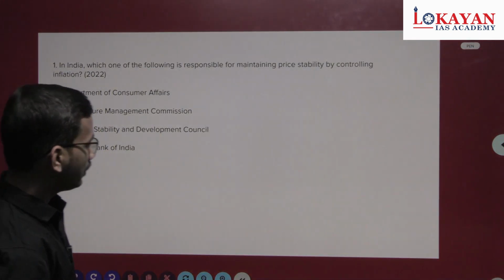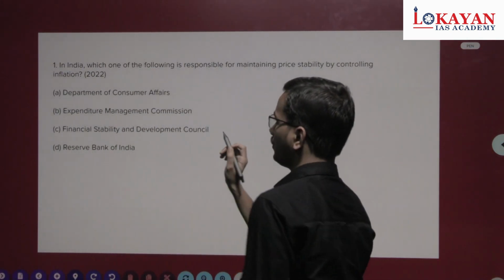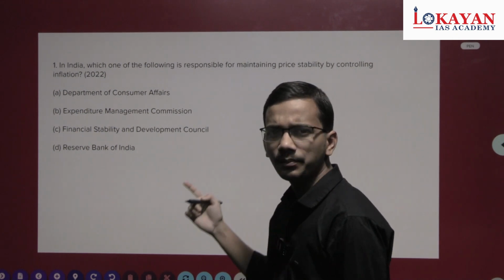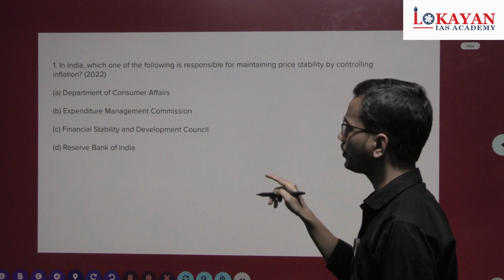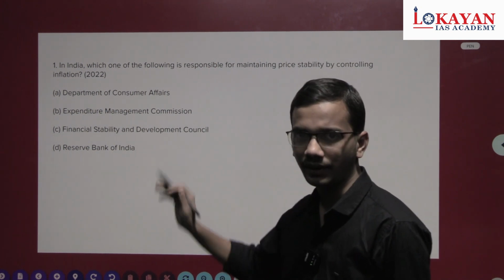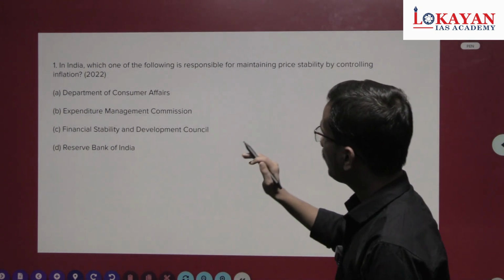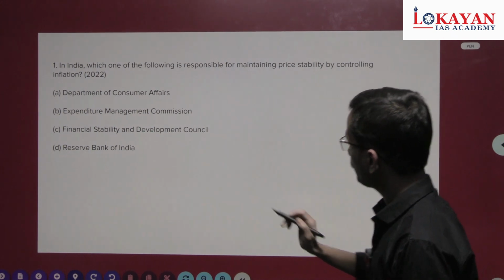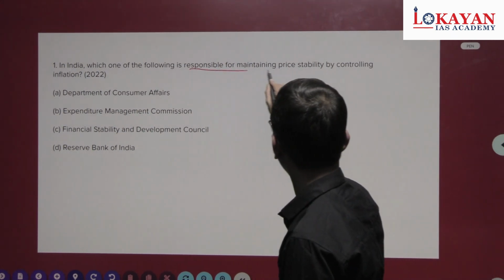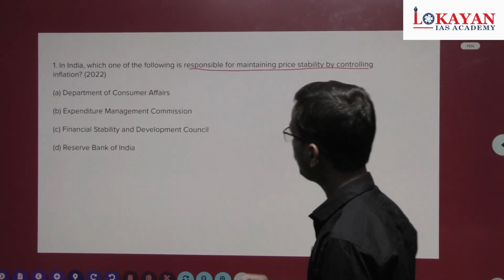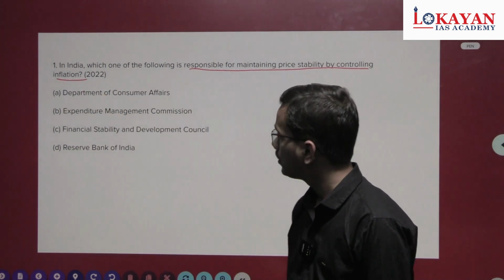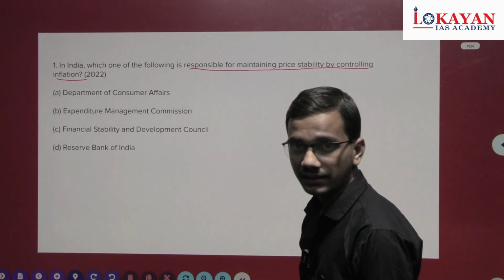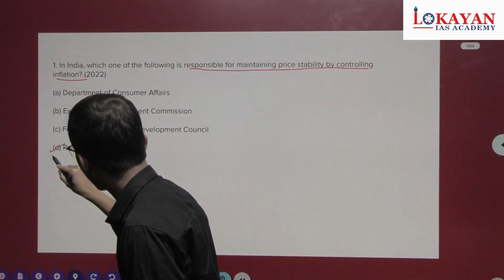First question. See, this question I had taken in previous lecture, but the visibility of this question wasn't very clear. That's why I am taking it again. In India, which one of the following is responsible for maintaining price stability by controlling inflation? Correct answer is Reserve Bank of India.